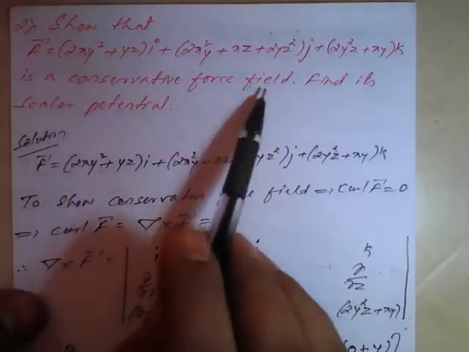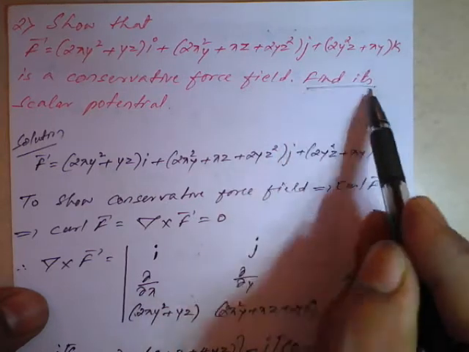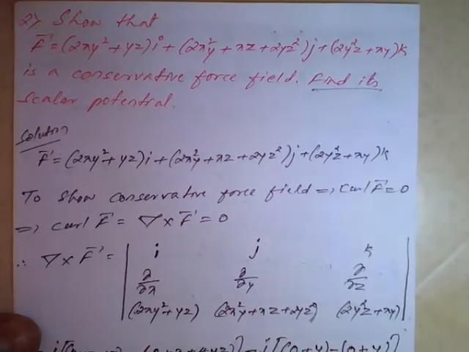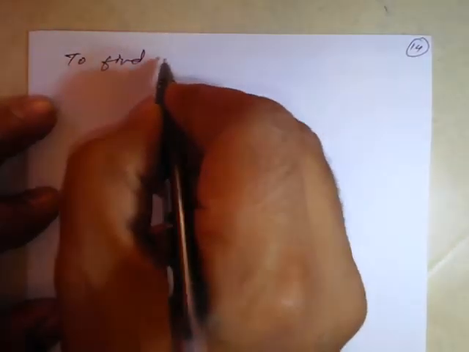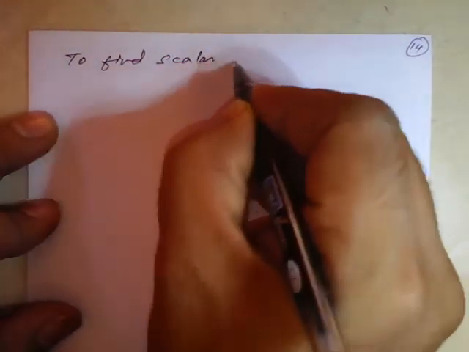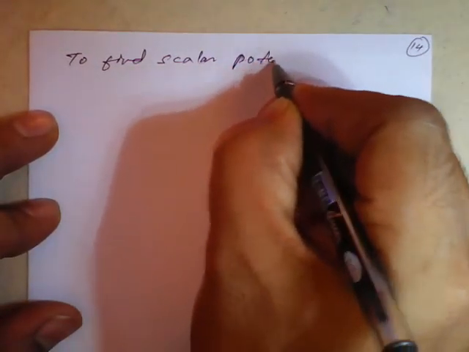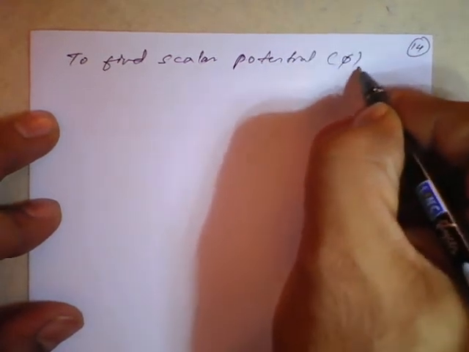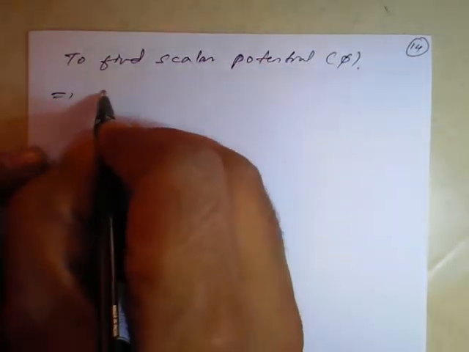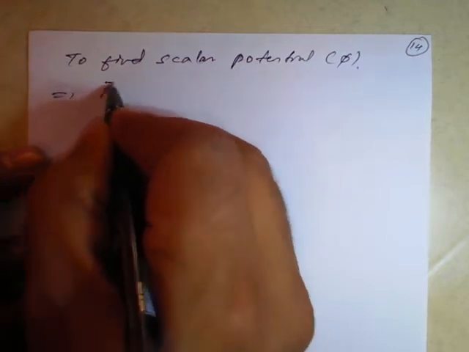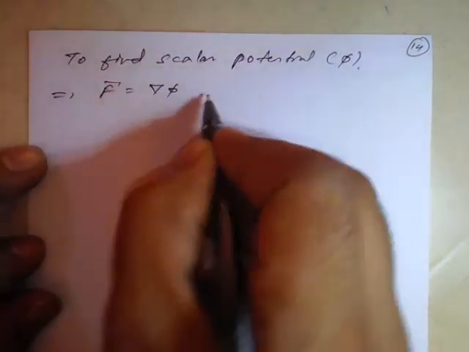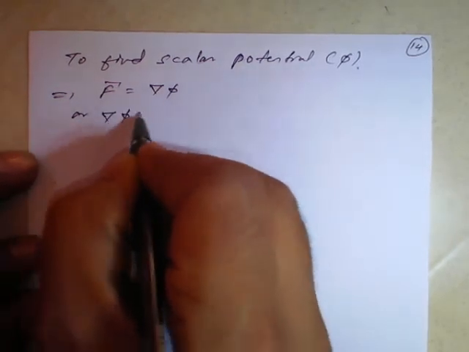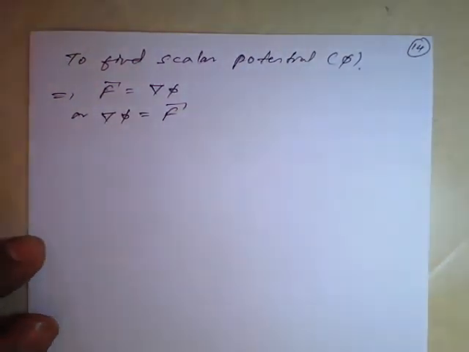Fine. So once we got the first part completed, that is the conservative force field, then we need to find its scalar potential, that is phi. So we'll use the condition vector F is equal to del phi, or del phi is equal to vector F. Both are the same, we'll use either.